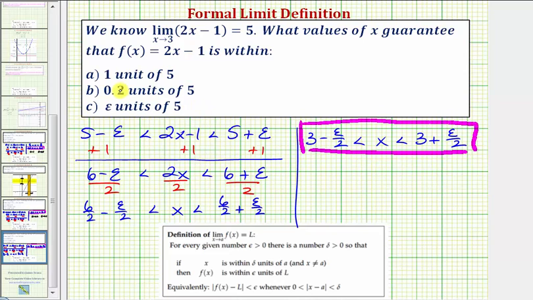And part C has a lot more power than parts A and B. To generalize, if we want the function values to be within any epsilon units of 5, notice the x values must be within epsilon divided by 2 units from 3, and therefore delta would be equal to epsilon divided by 2. As long as delta is equal to epsilon divided by 2, the x values will always guarantee the function value is within epsilon units of 5. This result has a lot more power because now, if we're given any value for epsilon, we can determine delta to satisfy our limit definition.